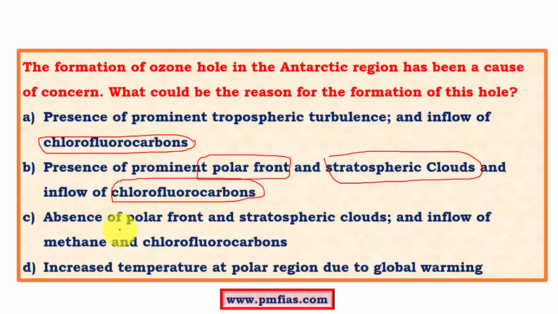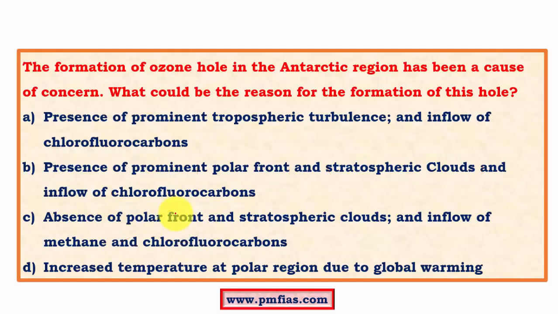Absence of polar front cannot be a reason for destruction of ozone, because the polar front is very important in keeping the polar vortex in its place, and a polar vortex which stays in its place can destroy a huge amount of ozone. So this is a wrong option. Increased temperature at polar regions: this never happens, even under global warming. Under global warming the temperature increases, but this has nothing to do with the depletion of ozone.